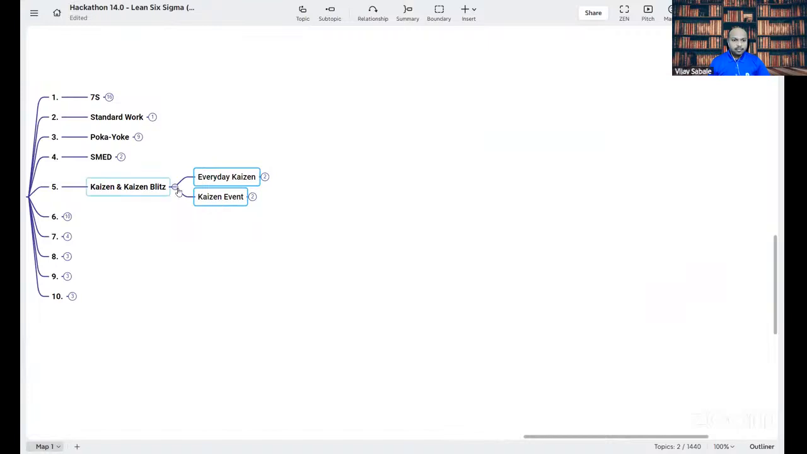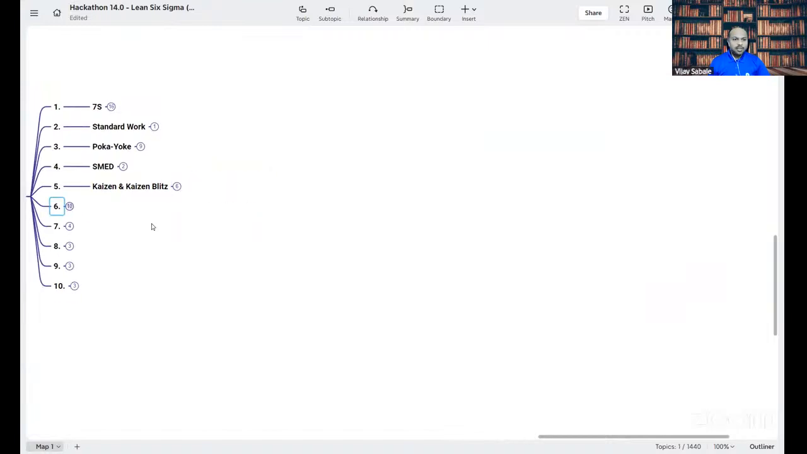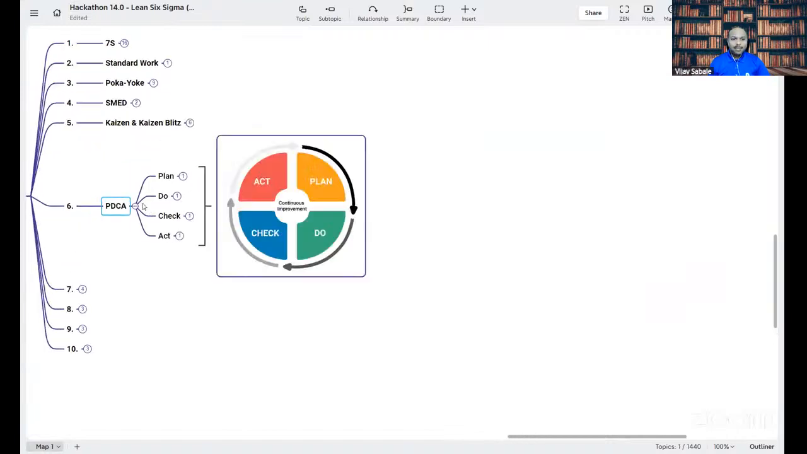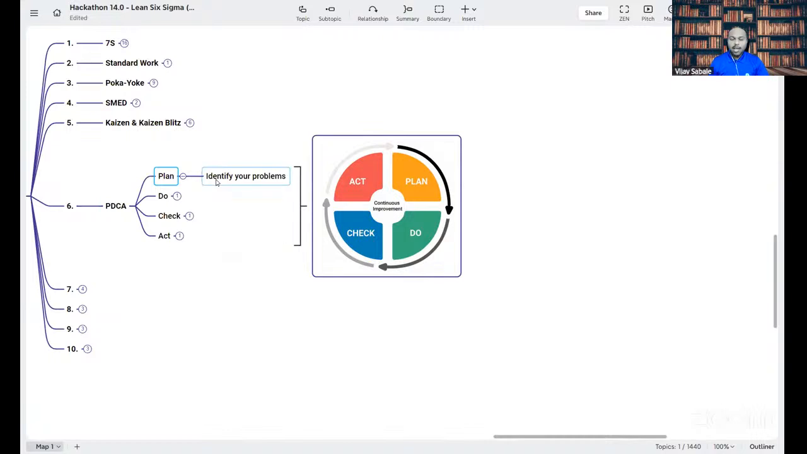Great. Let's go to the 6th tool, which is PDCA. As the name indicates, it stands for plan, do, check, and act. If you see any problem, we go through this PDCA. In plan, we identify what the situation is, what the problems are, who is going to work on it, and what the timeline is. So in short, we plan how we are going to solve this problem.